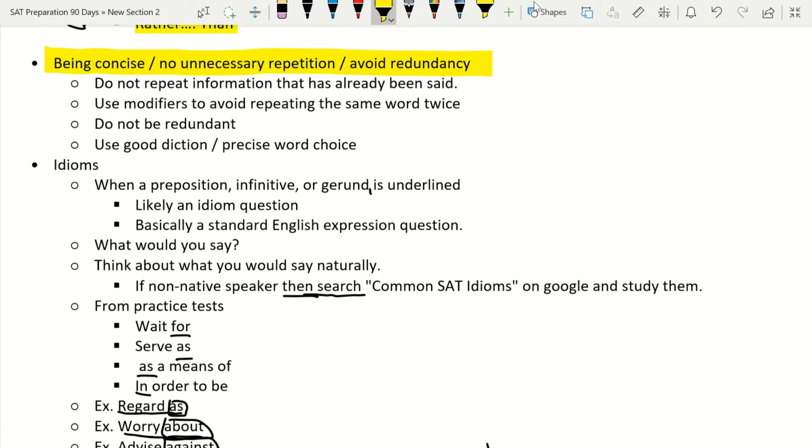Never repeat something twice if you have the option to get rid of it. Never say something that's redundant. If you're doing that, you're going to get the question wrong. All right, so don't repeat information that's already been said. Use modifiers to avoid repeating the same word twice.